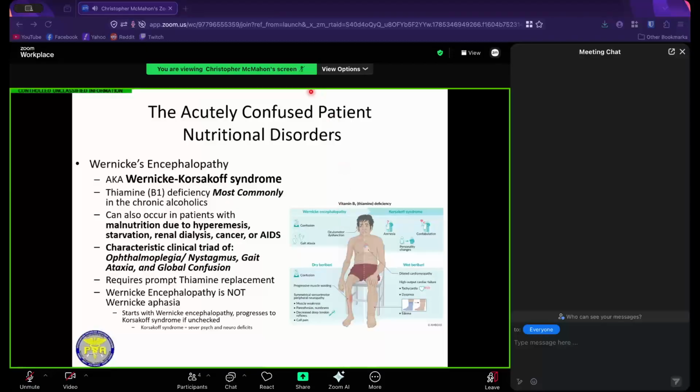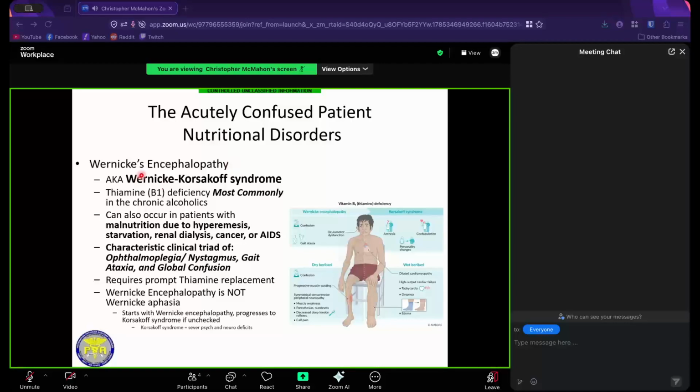All right, when we have acutely confused patients with nutritional difficulties, I can have Wernicke's encephalopathy. Is that related to Wernicke's aphasia? No, it's not. It's completely different. They're two different things. Wernicke was a really happening doctor. I think he was a German neurologist from what I could tell, but do not equate Wernicke's encephalopathy with Wernicke's aphasia, two very different things.